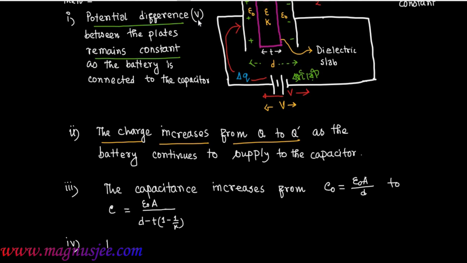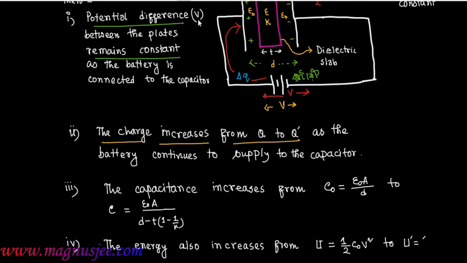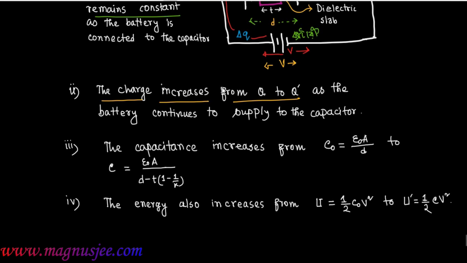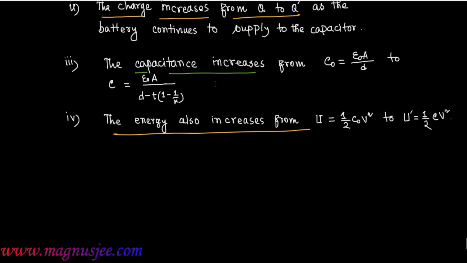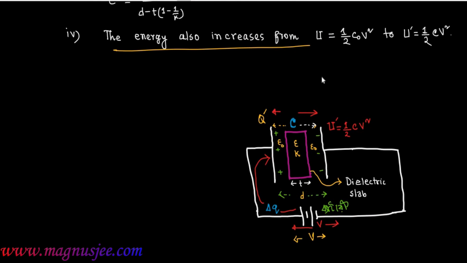Number 4, what will be the change in energy? The energy stored by the capacitor also increases from U equal to half C naught V squared to U prime equal to half C V squared. As the capacitance of the capacitor increases, the energy stored by the capacitor also increases from U to U prime. Now we can consider the diagram again.